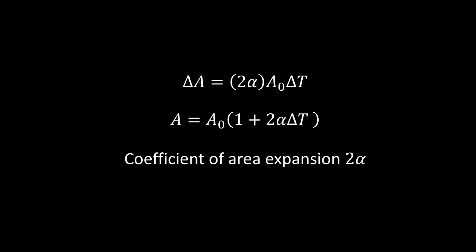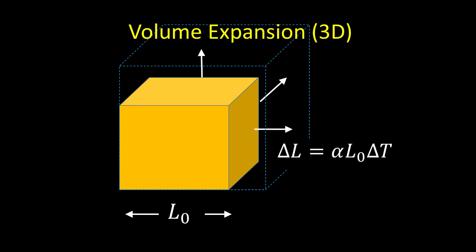We see that the coefficient of area expansion, which does not have a dedicated symbol, is 2 alpha, where alpha is the coefficient of linear expansion. Note that area expansion applies not only to the special case of a rectangular plate, but to any area of any shape. We can follow the same process for volume expansion.